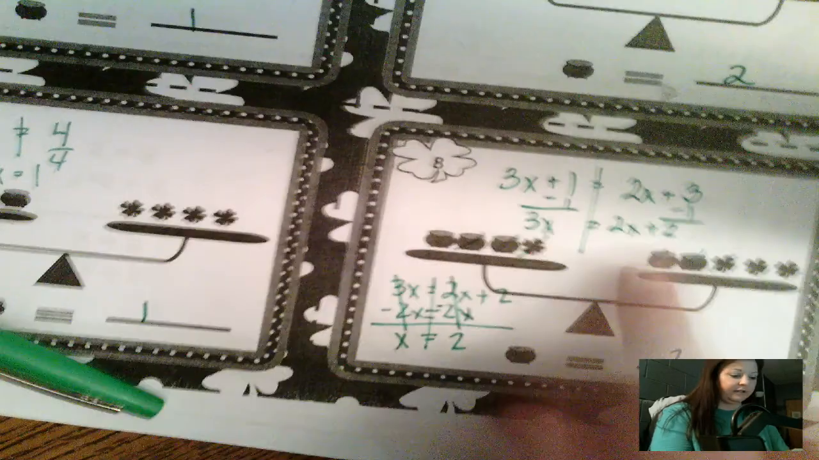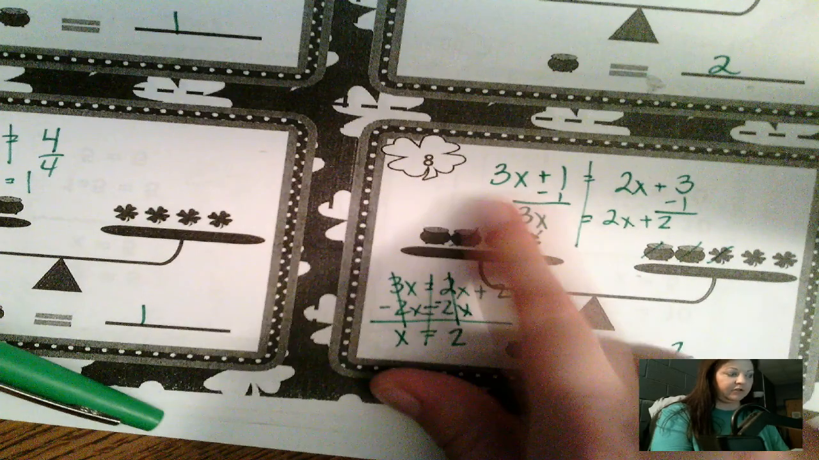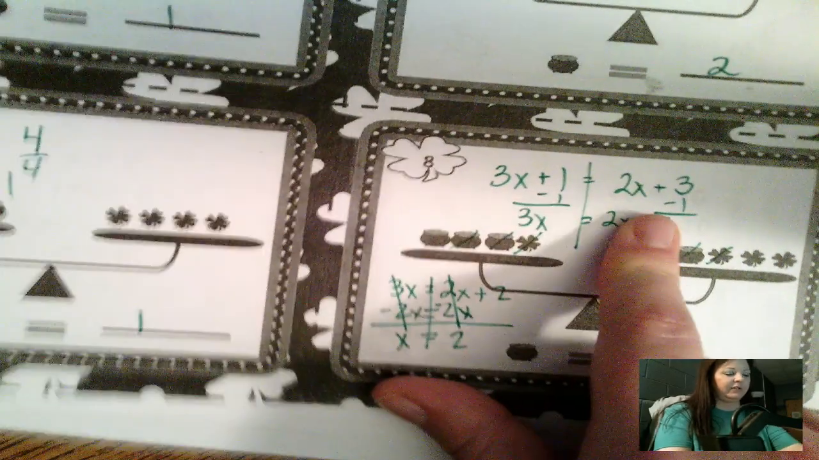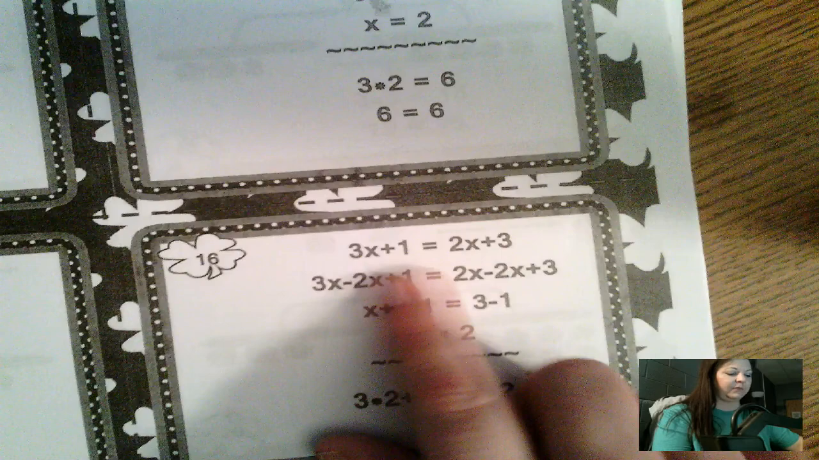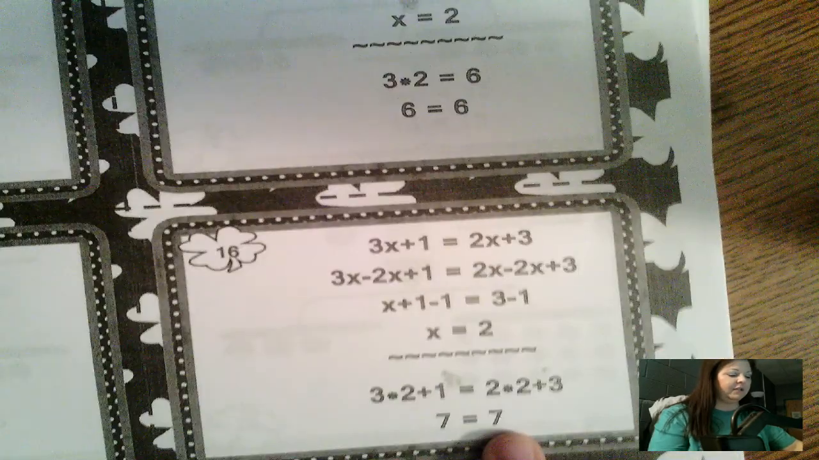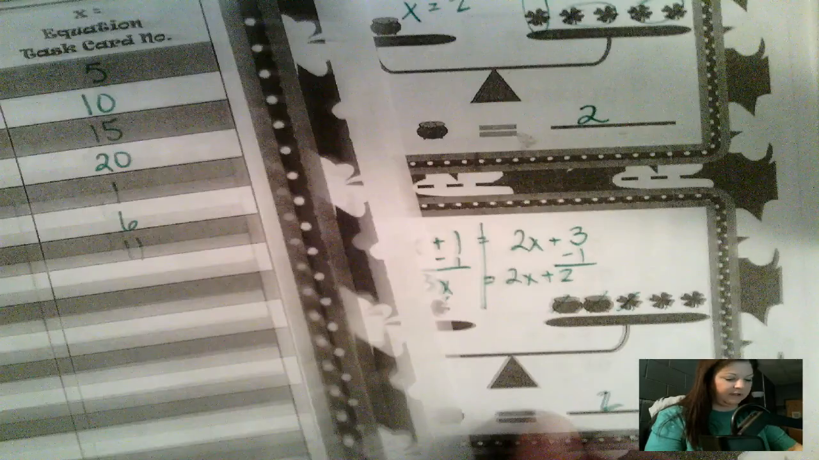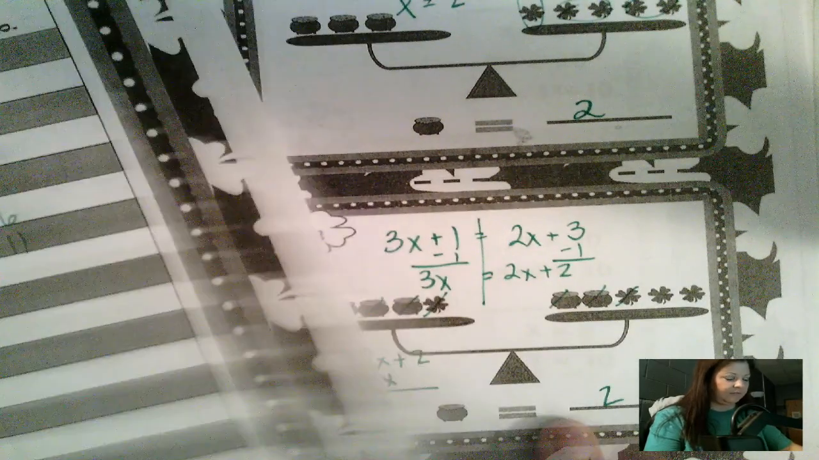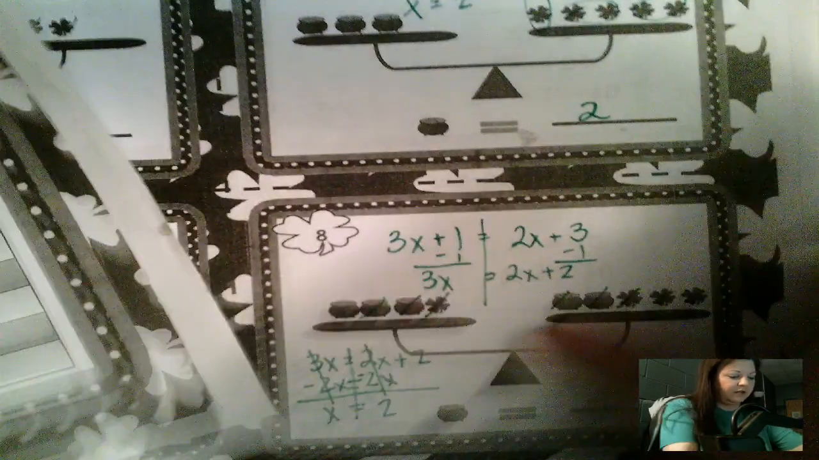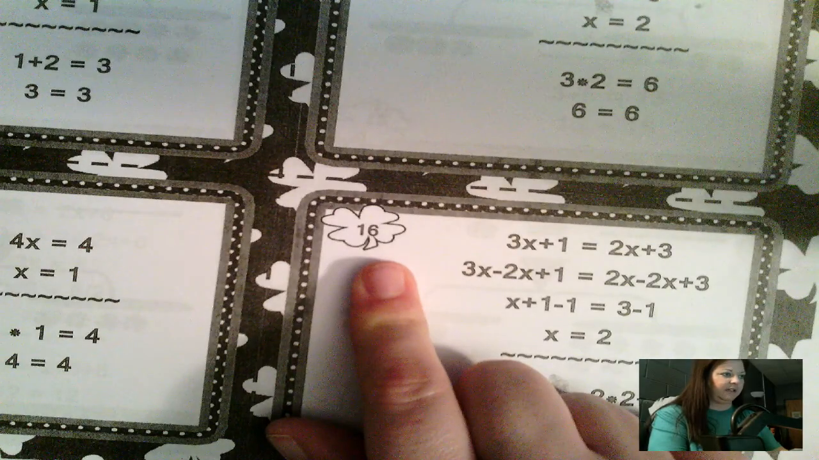We have clover card 8, right? It's 3x plus 1 equals 2x plus 3. Flip it over. 3x plus 1 equals 2x plus 3. And x equals 2. Awesome. So I'm just going to write clover card 8 is x equals 2. And it is equation card 16. So I'll write that on there. Yes. Pulling that out was much easier.